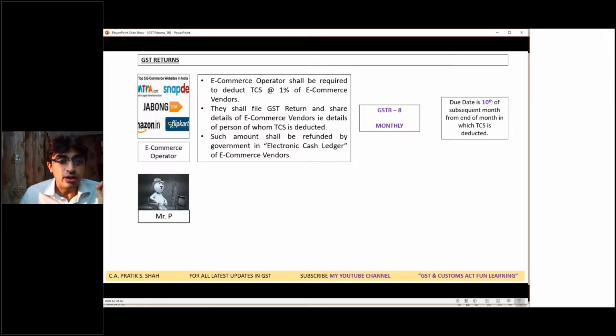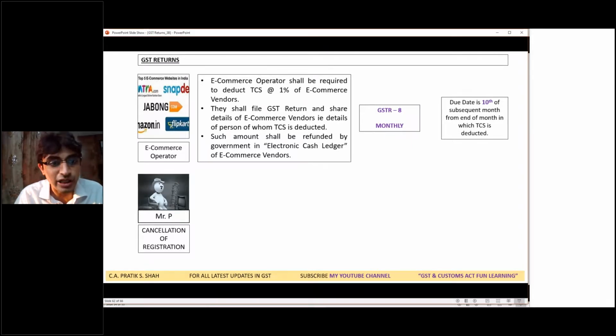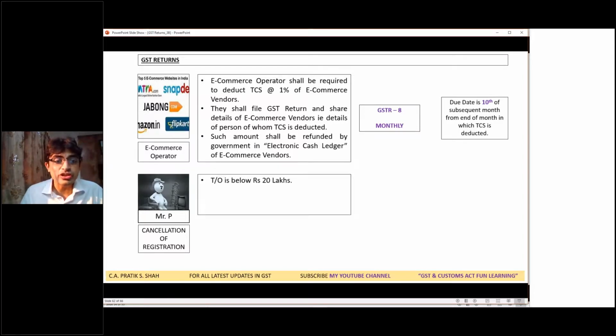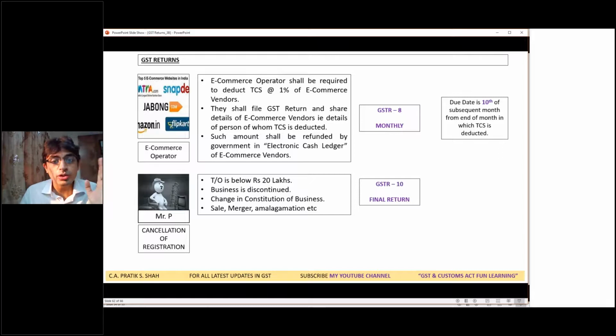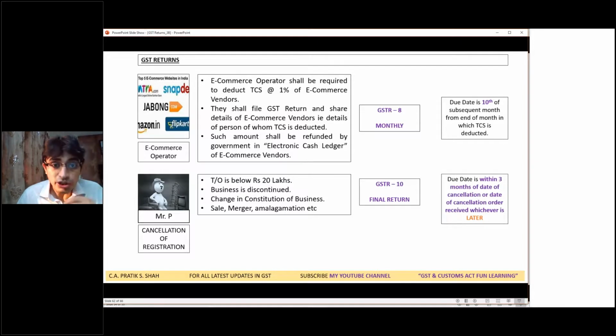Clear? And then when I cancel my registration, yesterday I taught you cancellation of GST registration, your turnover below 20 lakh and all, Chunky Pandya and all example. When you cancel your GST registration, you have to file one return known as final return, known as GSTR 10. Due date is 3 months from the date of cancellation. Clear?